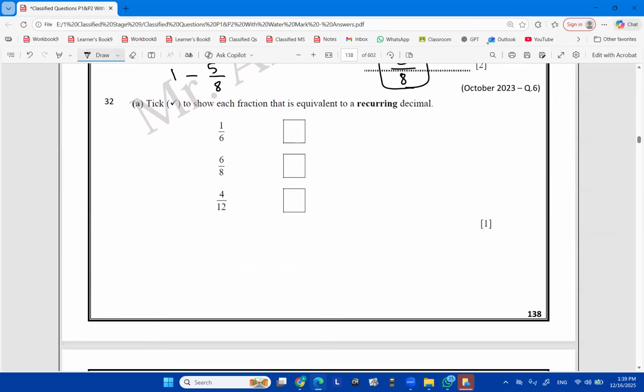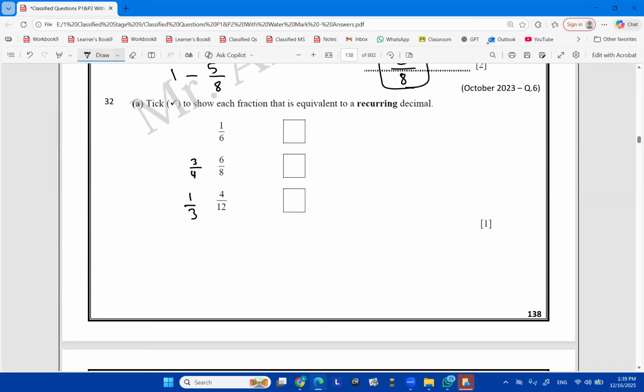Tick to show each fraction that is equivalent to a recurring decimal. Mister, we learned how to test if this fraction is equivalent to a recurring decimal or not. I check the denominator first, Mister. I check first if it's in the simplest form or not. Simplest form, Mister. But what about this? No, not simplest form, Mister. Simplest form is 3 over 4. Not simplest form, Mister. It is 1 over 3.